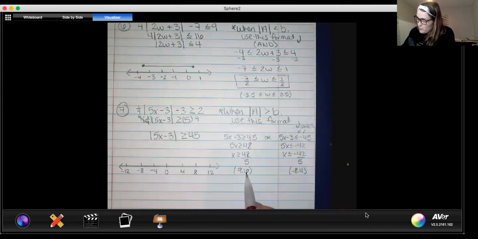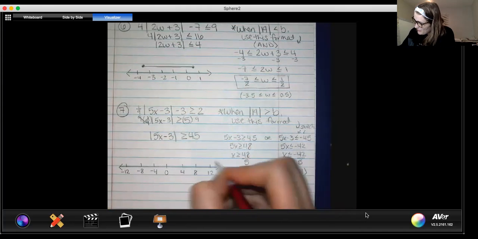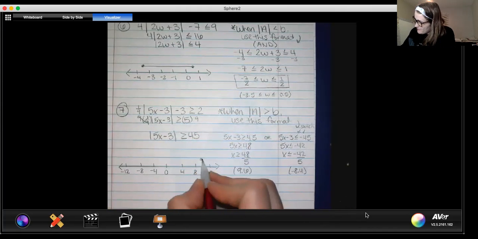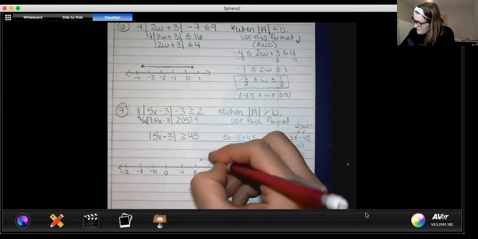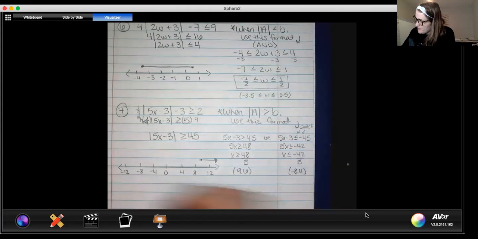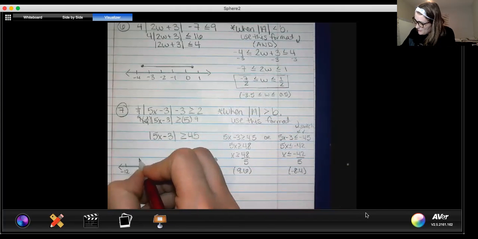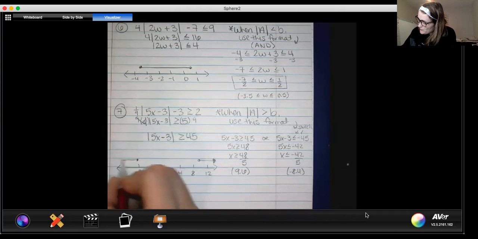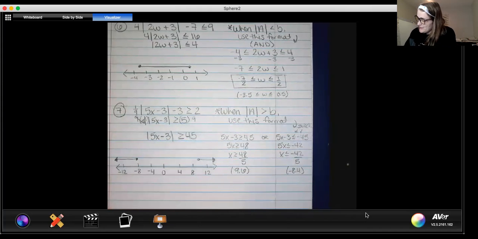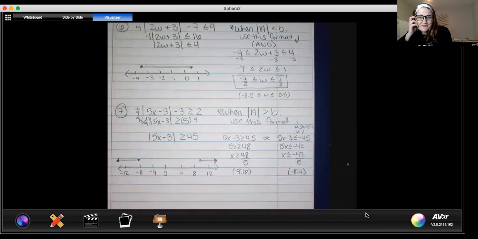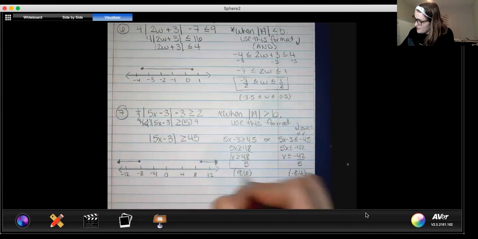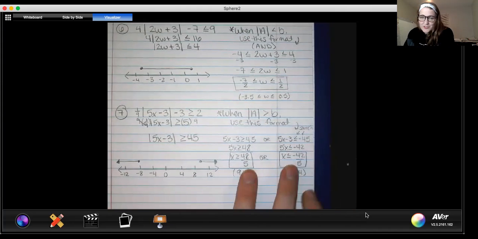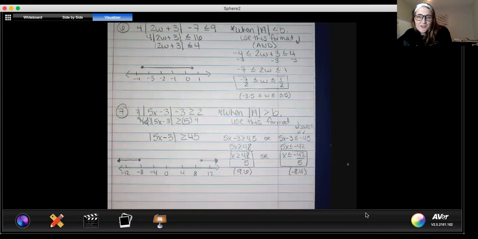So I have 9.6, so it's going to be somewhere around here. And it said x is greater than that, so it goes to the right. And then negative 8.4 should be slightly past that point. And it said less than, so it goes to the left. And so we have our answer here: our two solutions and our two graphs going in opposite directions.